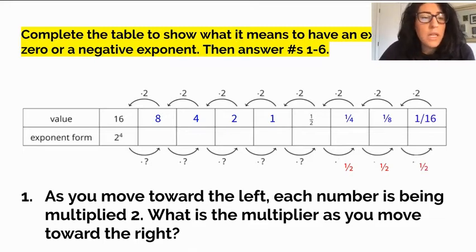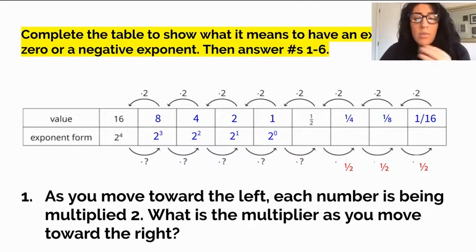Let's finish filling in the exponent form. Now, some of these you might have just reasoned through because you knew in comparison to 2 to the 4th what some of the others had to be. So you would say 2 to the 3rd is equal to 8, 2 squared is equal to 4, 2 to the 1st is equal to 2. And you start to notice this pattern, right? Every time we are multiplying by a half, our exponent is getting smaller by the value of 1. And so that pattern continues.